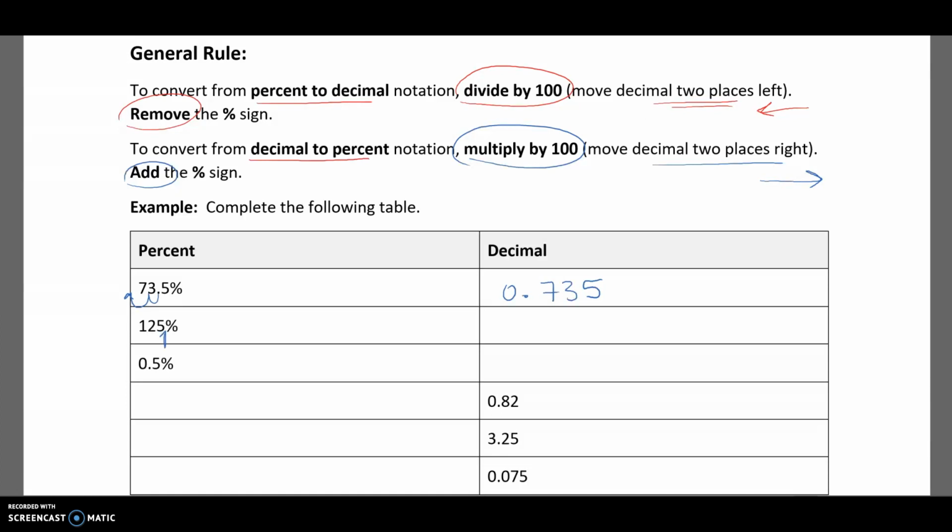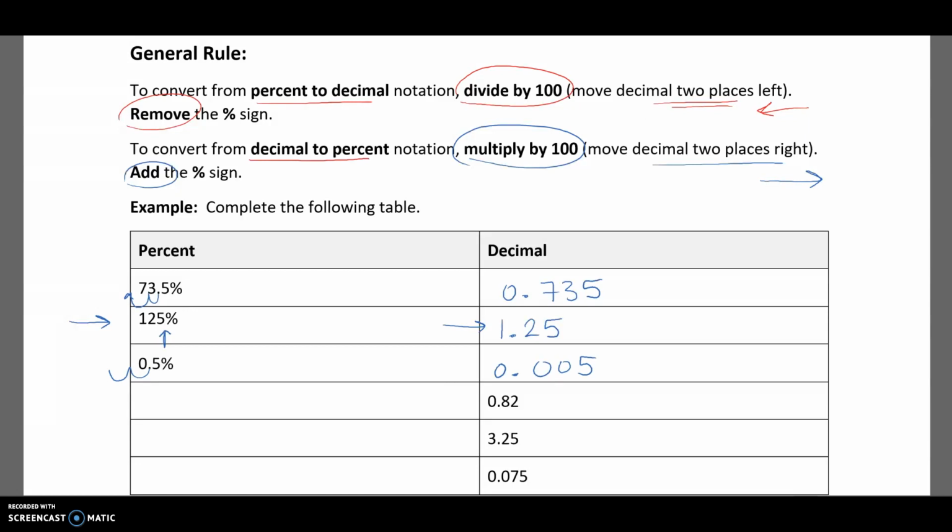125% is understood that the decimal is at the end of this number, so when I move it 2 places, this is 1.25 as the decimal. Notice because the percent was greater than 100, my decimal value is greater than 1. We can also have very small percent values like 0.5%. When I move the decimal 2 places left, this gives me 0.005 in decimal form. Let's go the other way.